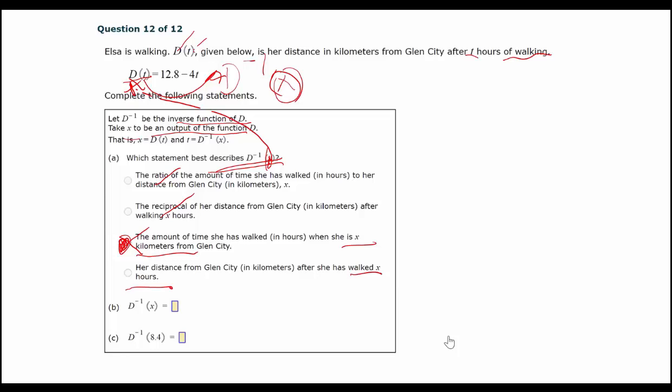Now, they are asking to find the inverse function. As I said, for the original function, the Y we write as X and the X we write as Y. So our Y for this one, let me write somewhere else because I wrote too big. So D of t becomes X, equals 12.8 minus 4 times t, and t will become D. And then we will solve for D to get our answer.